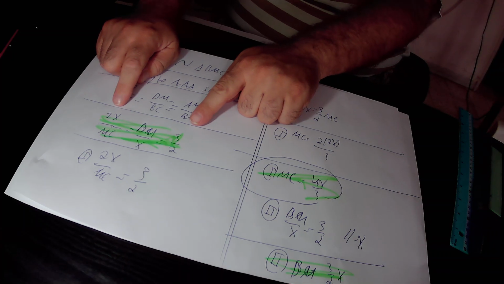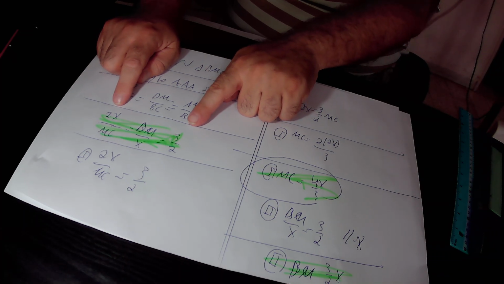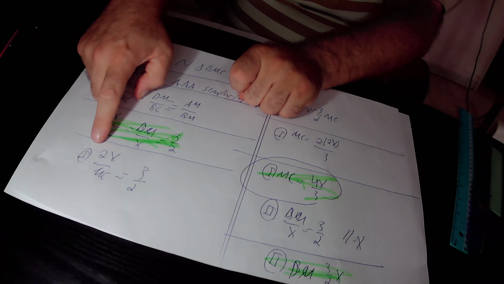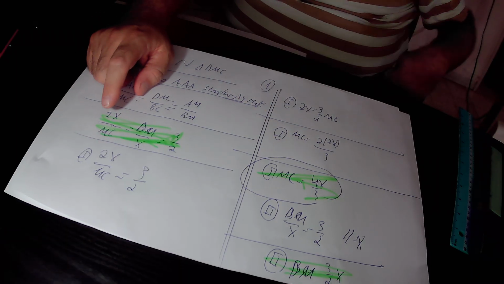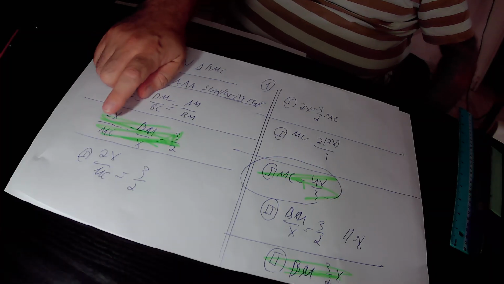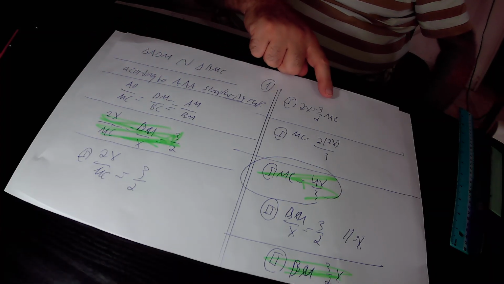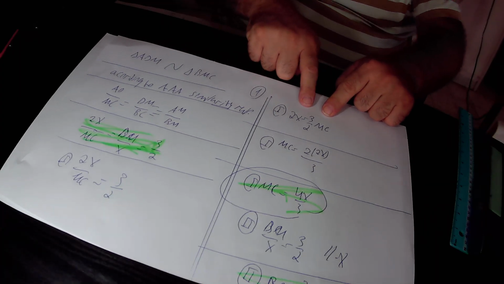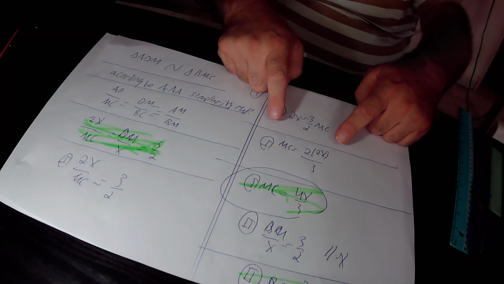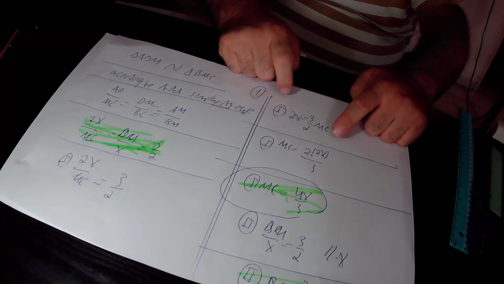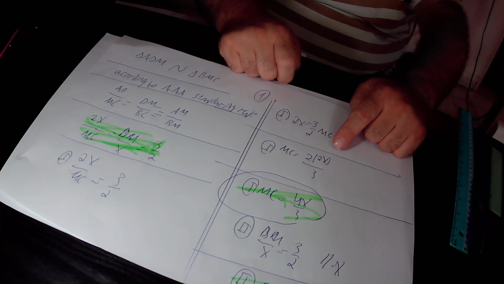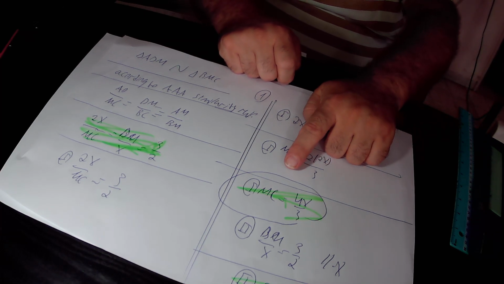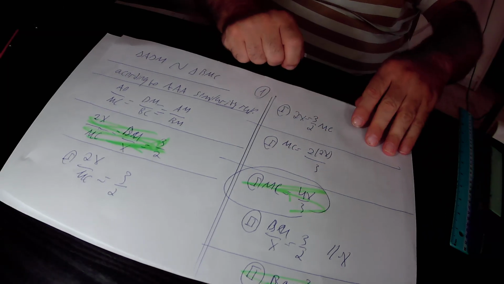Those expressions are equal to each other, therefore we get equation 1 from them. That is to say, according to equation 1, 2x over MC equals 3 halves. If we multiply equation 1 by MC, we find that 2x equals 3 halves times MC. If we multiply this equation by 2 and then divide it by 3, we find that MC equals 2 times 2x over 3. 2 times 2x is 4x, so this expression equals 4x over 3. So in total we found out that MC equals 4x over 3.